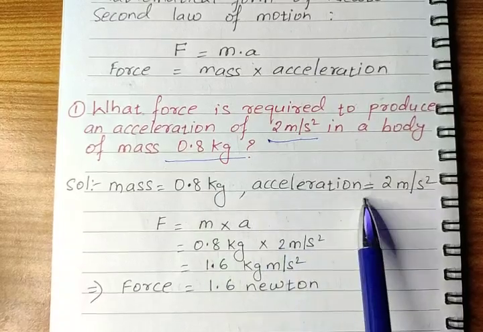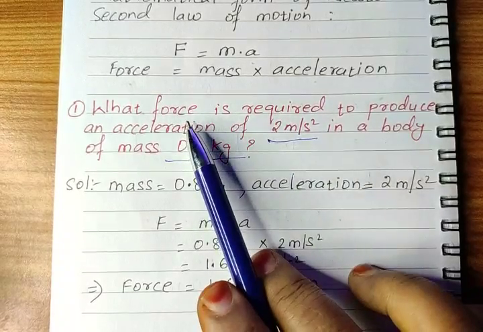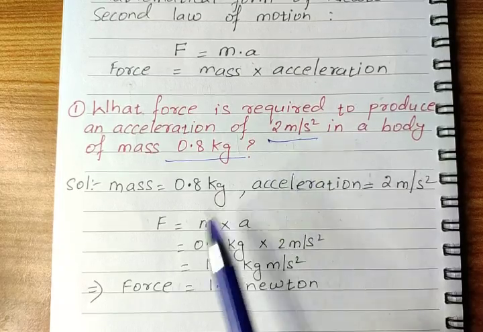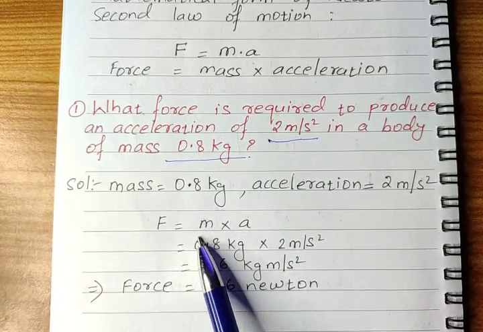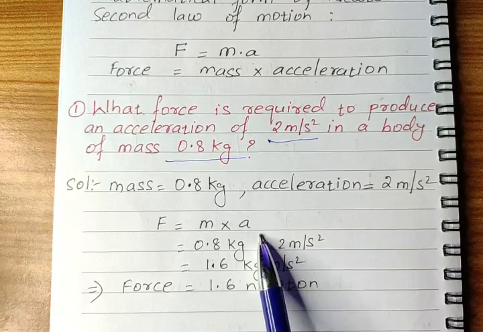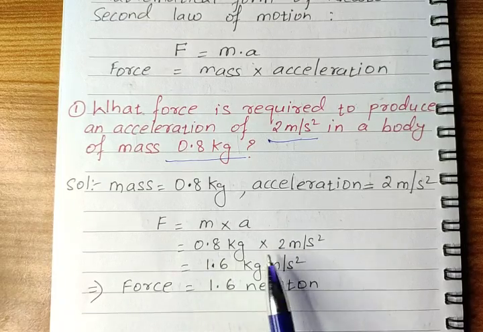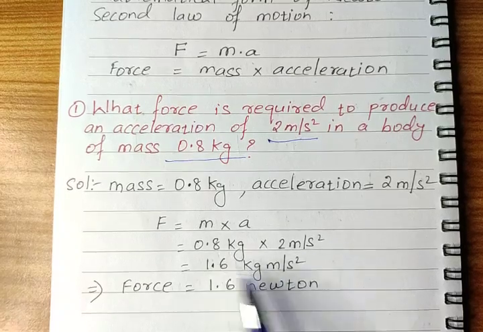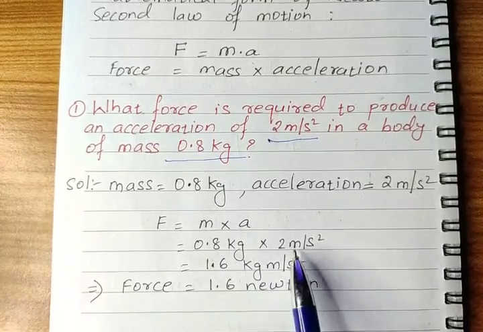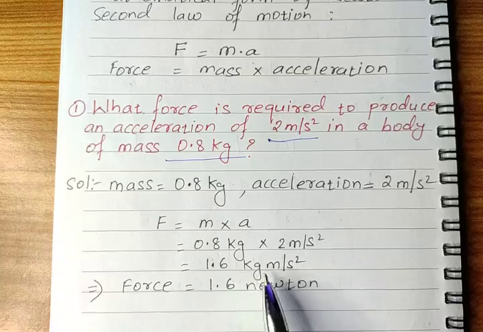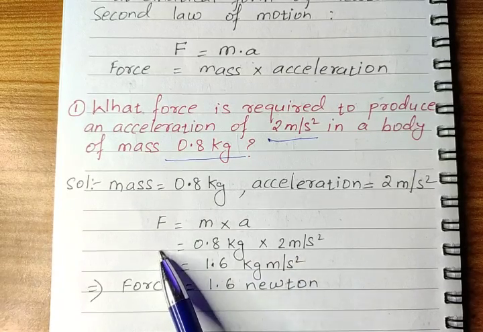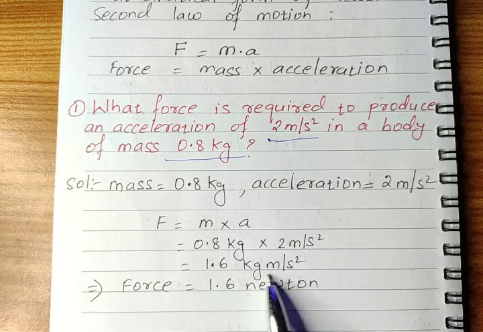So mass and acceleration both are given. You have to find the force which is producing acceleration 2 meter per second square. So we have the direct formula, force equals mass into acceleration. Mass is 0.8 kg into acceleration 2 meter per second square. 0.8 into 2 is 1.6 kilogram meter per second square. So how much force? 1.6 kilogram meter per second square, that is Newton.